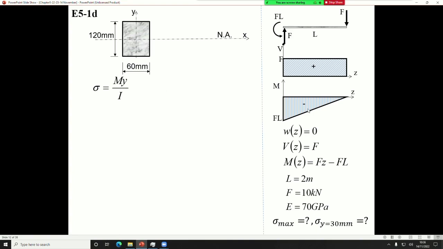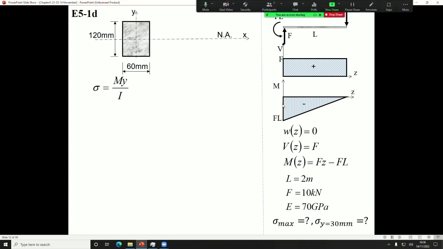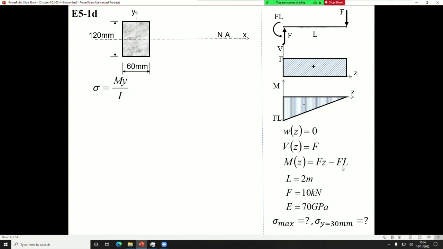Now, look at the bending moment diagram. Where is the position of the maximum bending moment applied? The maximum bending moment is at the very root. Yes, that's correct, very good. So if you have a cantilever beam, the maximum bending moment always occurs at the clamp support. So as you can see, we can find the maximum bending moment, which is equal to FL. You can also find it from the general equation. So the maximum bending moment is sorted.